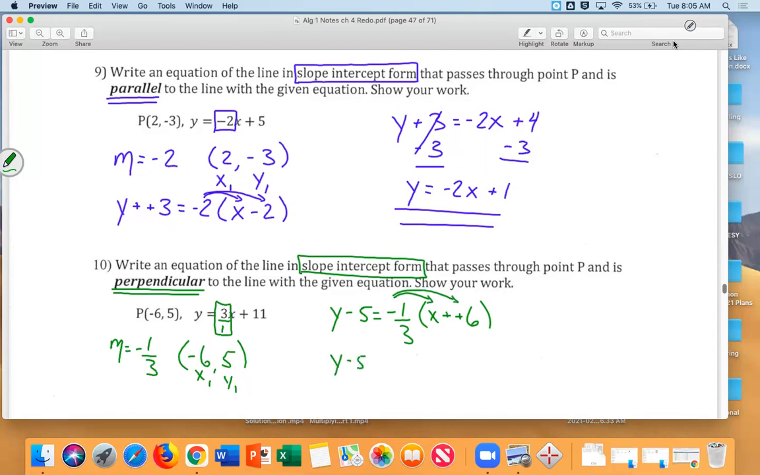All right, so I'm going to distribute this in. y minus 5 equals negative 1/3 x, and then that's going to be negative 2. Add 5. y equals negative 1/3 x plus 3. Any questions? Do you feel pretty good about this, Samara, Jordan? It's nothing too fancy. Okay. All right.